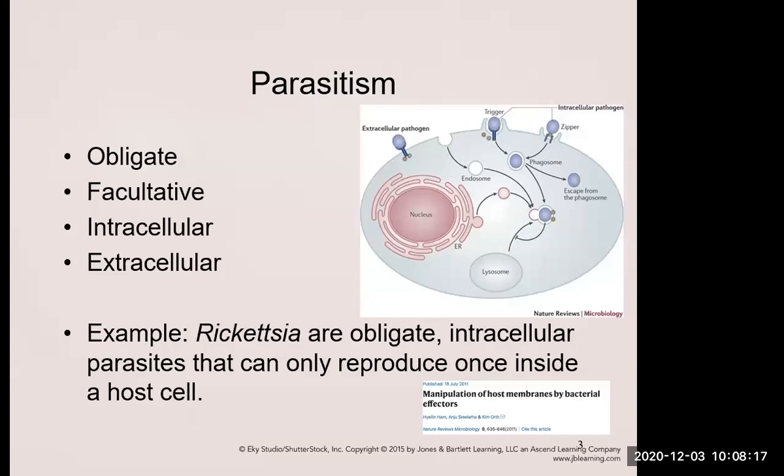Some organisms can't survive within other cells. Others can, but don't prefer it. So we would call that, say, a facultative intracellular pathogen.